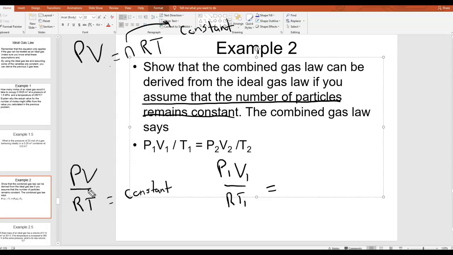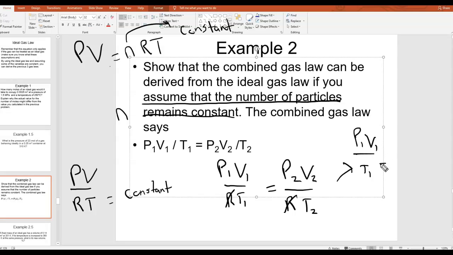In other words, if we divide PV over RT, they still have to equal that constant because the number of particles, N, the number of moles of the ideal gas, has to remain constant. So this has to be true for any values of pressure, volume, and temperature. And of course, since R is just a constant, if there's an R on both sides of the equation, that can cancel out. And so we have derived what we call the combined gas law: P1 V1 over T1 equals P2 V2 over T2, from the ideal gas law, just by treating n as a constant and solving for it in the equation.